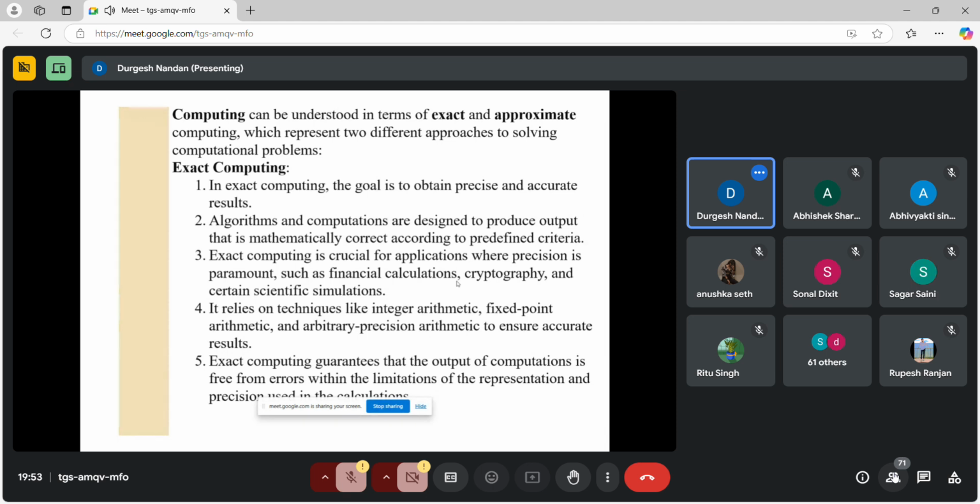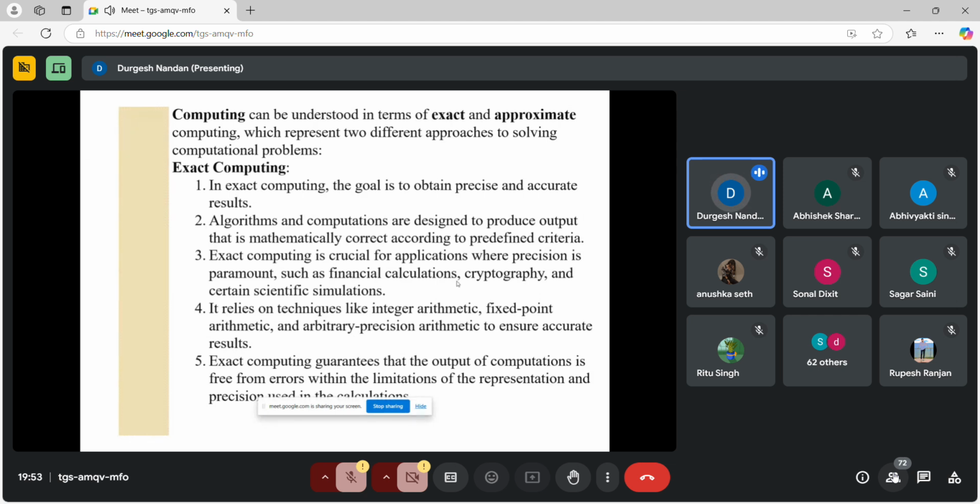Now we will see what places consider that, and why it is important that we do not focus so much on exact computing, but the talk is majorly focused on approximate computing. Now, a big question may be floating in your mind: how is approximate computing useful? There are many places where 100% accuracy is not required.